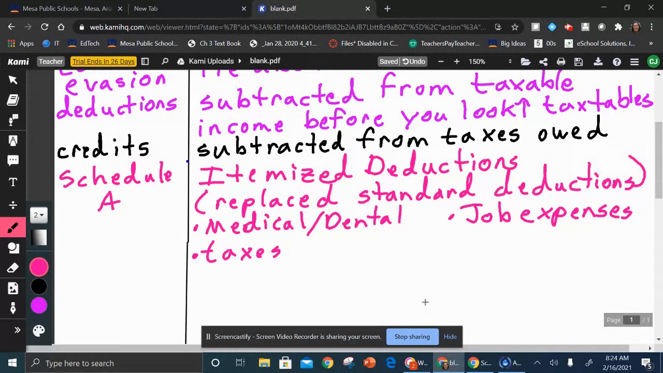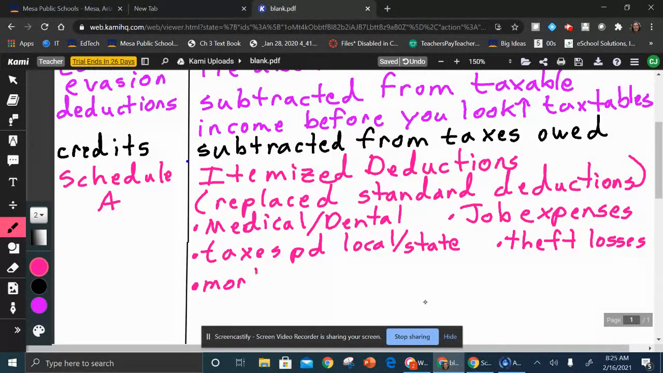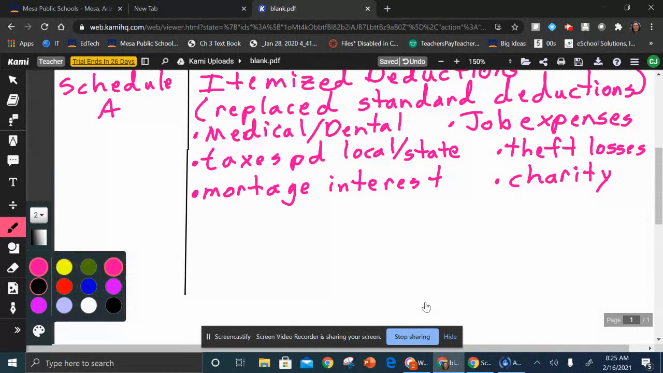Taxes paid for local and state. Okay. For theft, so like if somebody steals your car or breaks into your house, so theft and loss. Mortgage interest. And donations that you make to charity. Okay, so that includes like tithing to your church. Okay, any donations that you make. Okay, so let's look at this.